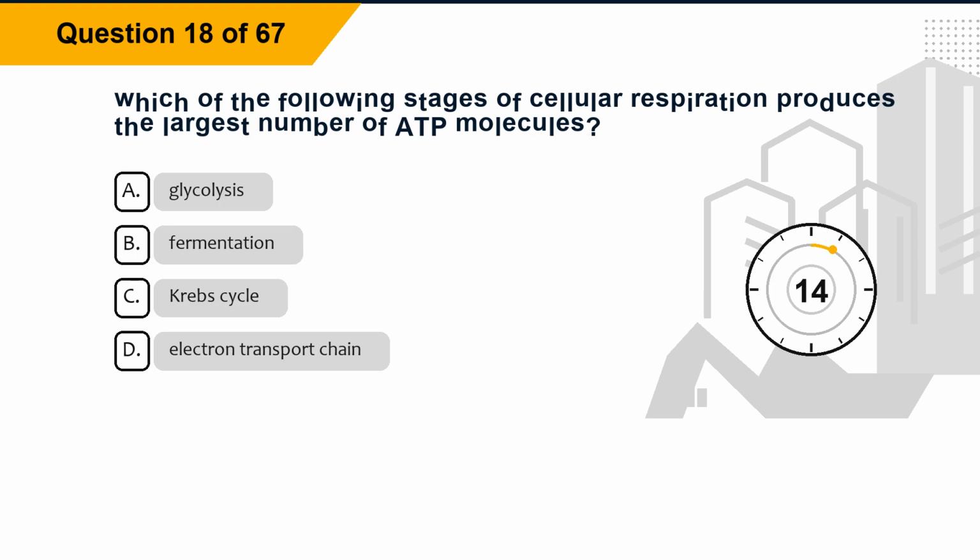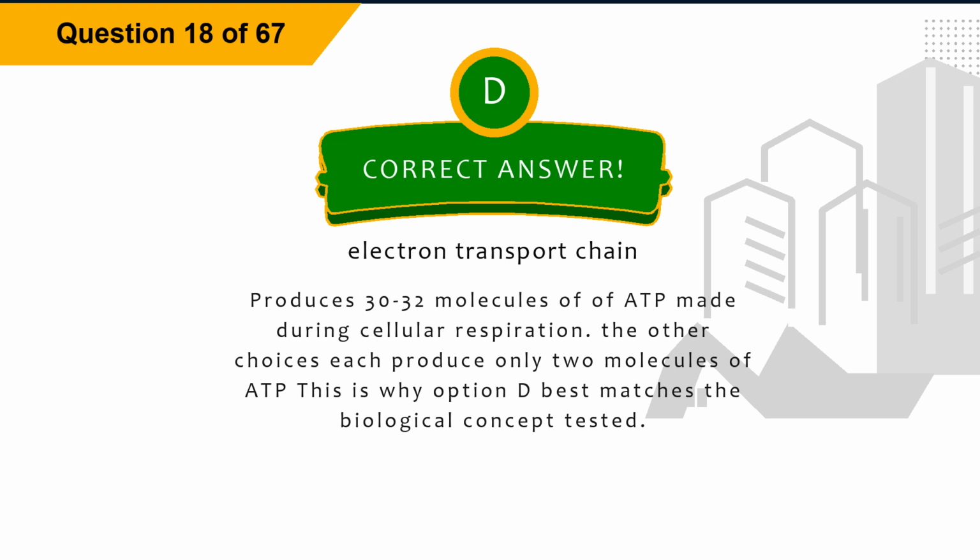Question 18. Which of the following stages of cellular respiration produces the largest number of ADP molecules? Option A, glycolysis. Option B, fermentation. Option C, Krebs cycle. Option D, electron transport chain. The correct answer is option D, electron transport chain. Explanation. It produces 30-32 molecules of ATP made during cellular respiration. The other choices each produce only 2 molecules of ADP. This is why option D best matches the biological concept tested.